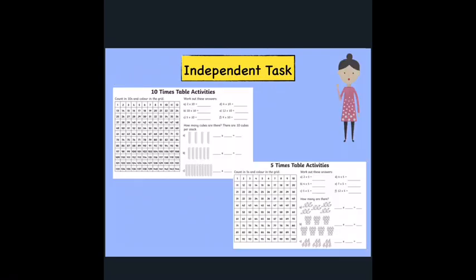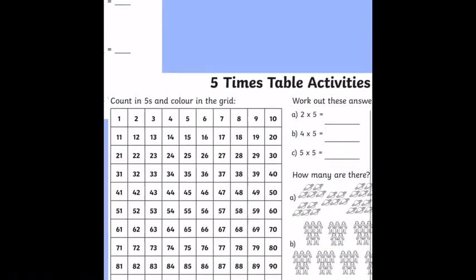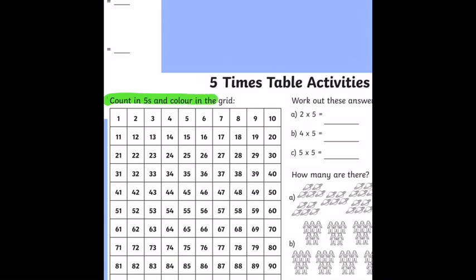Independent task. You will have in your folder 3 different activity sheets. One is for the 2 times table, one is for the 5, and one is for the 10. So looking at the 5 times table one here that we've got on our screen, the first activity says to count in 5s and colour in the grid. You could use the highlight tool for this so that you can see the number underneath what you colour. So we're going to count in 5s. 1, 2, 3, 4, 5, 6, 7, 8, 9, 10. And you're going to keep going till you've coloured in every 5 numbers.